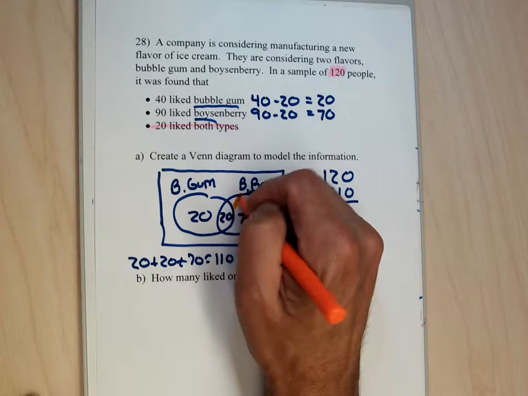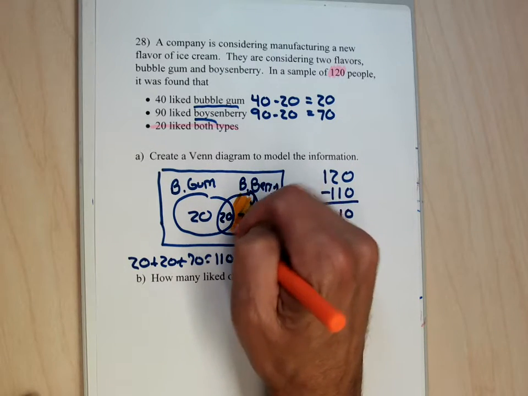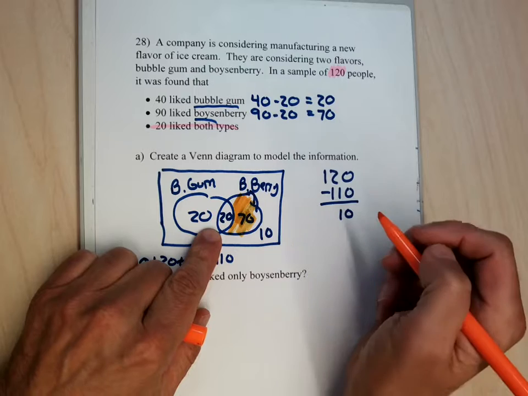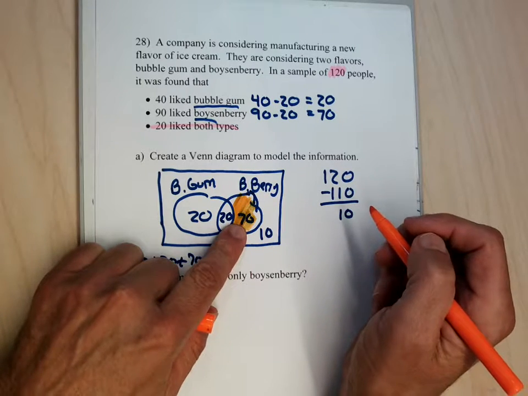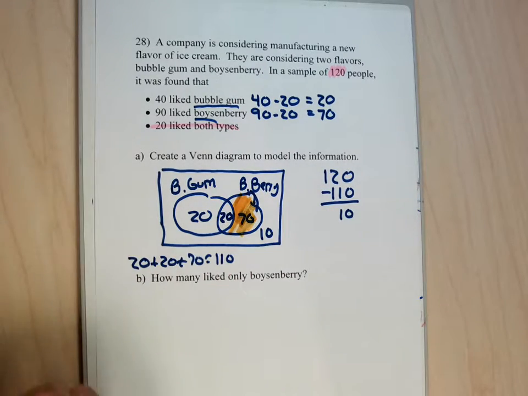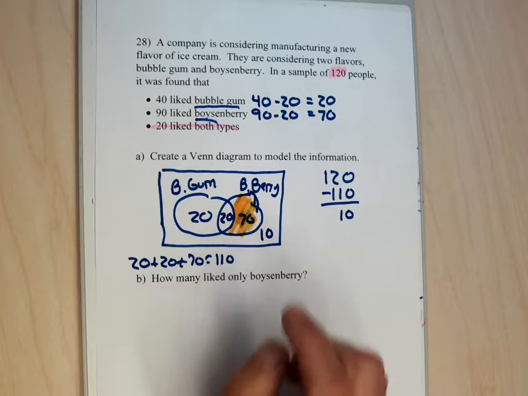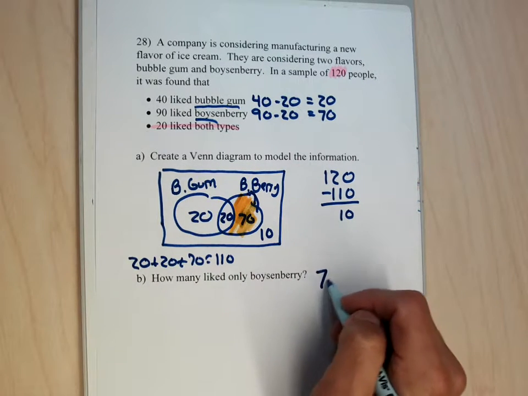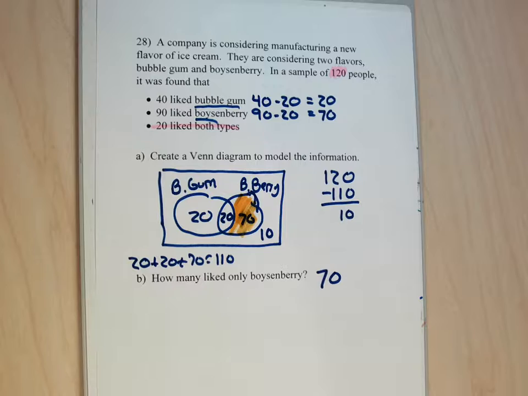Well, of the boysenberry people, there were 90 that liked boysenberry, 20 liked both boysenberry and bubblegum, so 70 only liked the boysenberry, didn't like the bubblegum. This is asking for these 70 people. The answer to part B is 70. That's all there is to do for that.